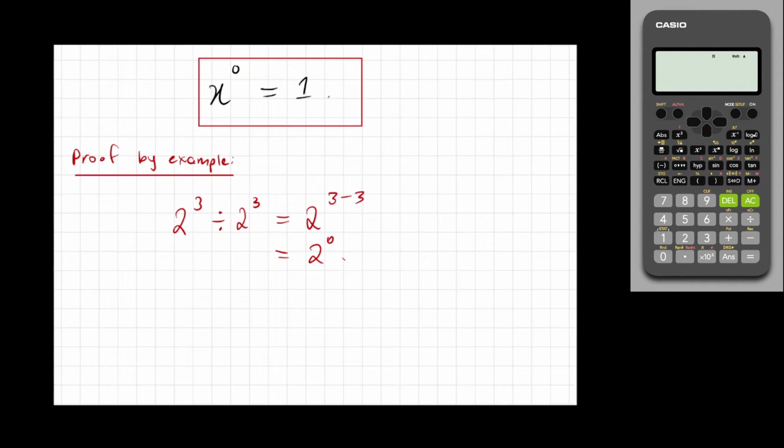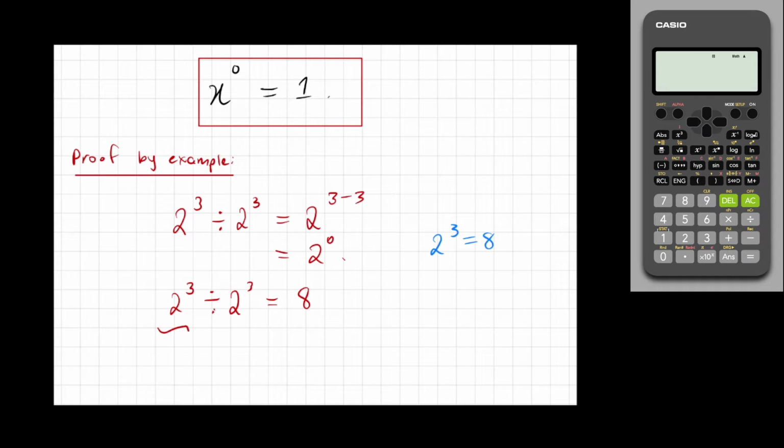Well, let's think of them as numbers instead of indices. 2 to the power of 3 divided by 2 to the power of 3. Well, what is 2 to the power of 3 equal to? Like, if I actually said to you, tell me, what is 2 to the power of 3? What number is that? Well, 2 to the power of 3 is just equal to 8, isn't it? Because it's 2 times 2 times 2. 2 times 2 is 4, times by another 2 is 8, not plus, times.